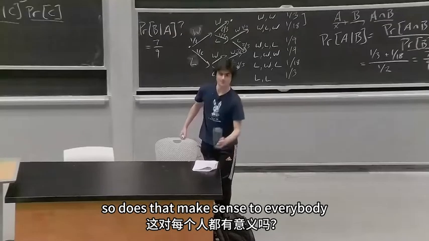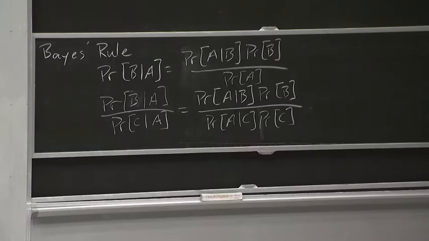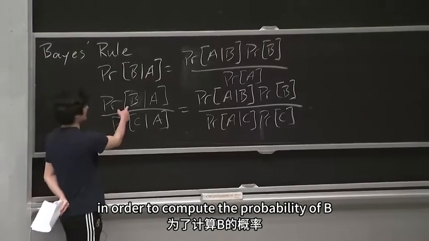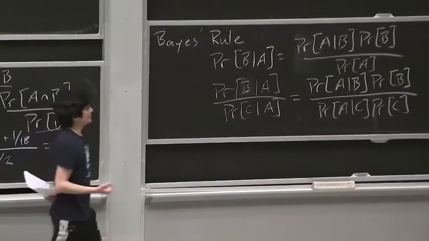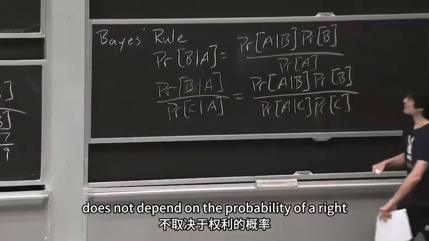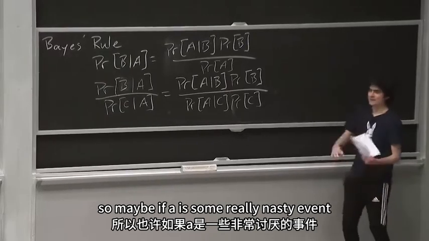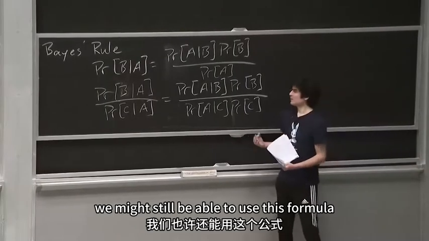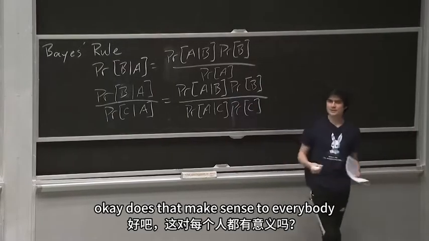So does that make sense to everybody? And the reason that this in particular might be useful, in order to compute the probability of B, if we use B complement to C, is that the right-hand side here does not depend on the probability of A. We don't have to compute the probability of A. So maybe if A is some really nasty event and we don't actually want to compute its probability, we can still condition on it, and we might still be able to use this formula more easily than we could use this one. Okay, does that make sense to everybody?